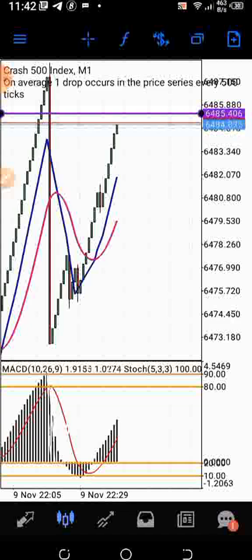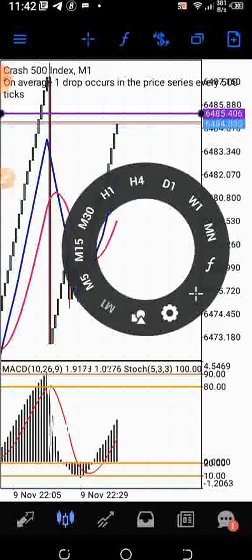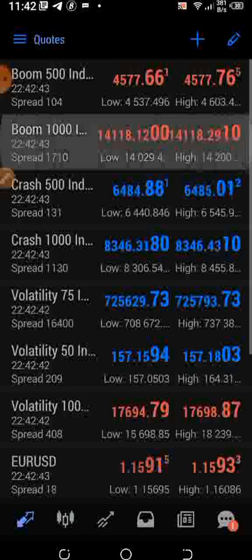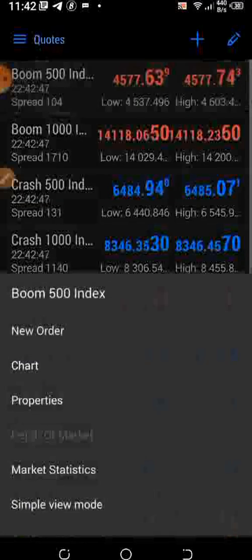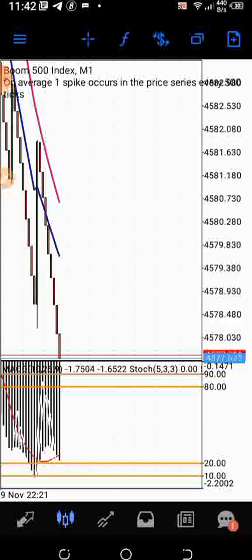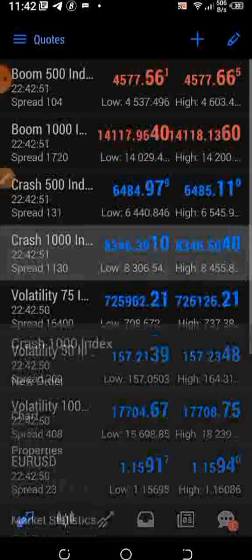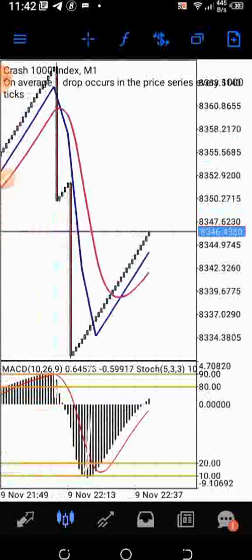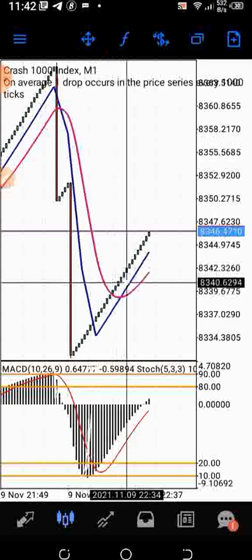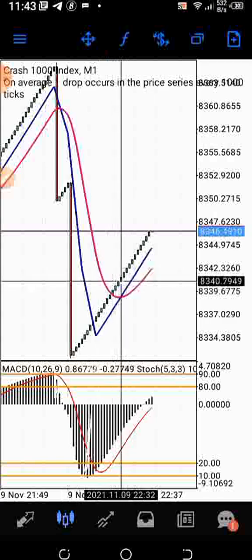Okay, now I'm done. So let's see if we have any other trade right now. No trade yet. No trade. This one has gone already. We were supposed to have entered this trade right here, but we missed it already, and take 10 candlesticks.